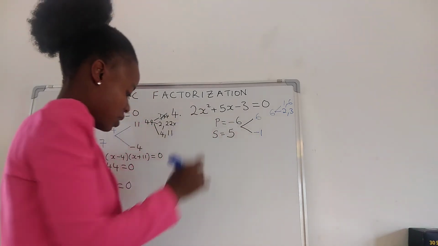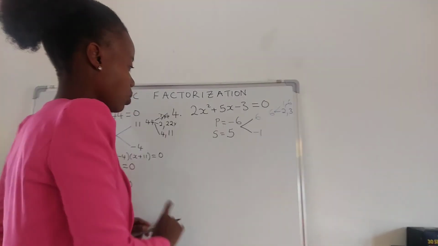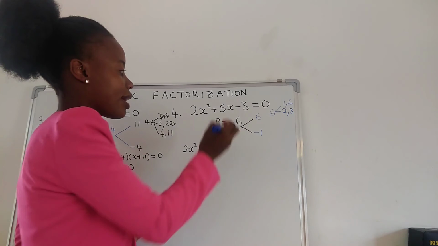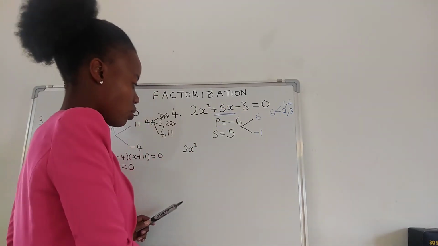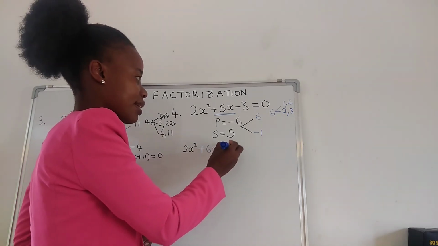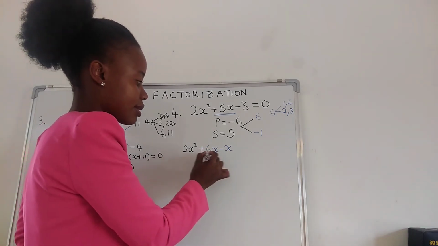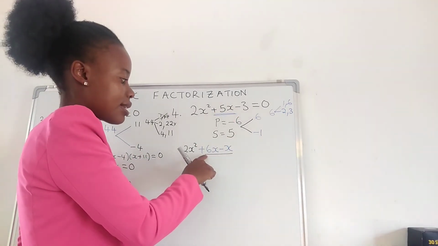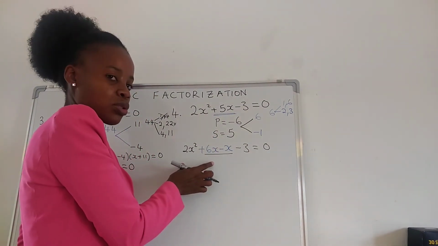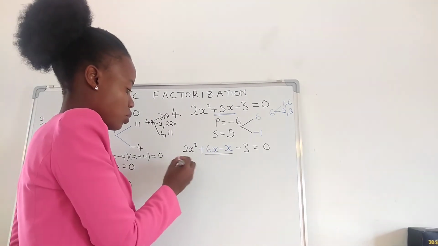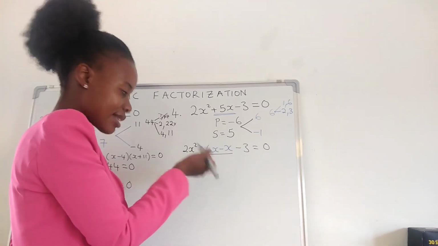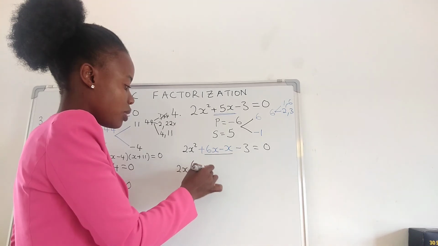Okay, the coefficient is 2. So we're going to say 2x squared. Instead of writing positive 5x, you're going to write plus 6x minus x. This is 5x. You can see that 6x minus x is 5x, minus 3 equals 0. The first two you factorize. Common factor is 2x, and then 2x squared divided by 2x is x. 6x divided by 2x is going to be 3.